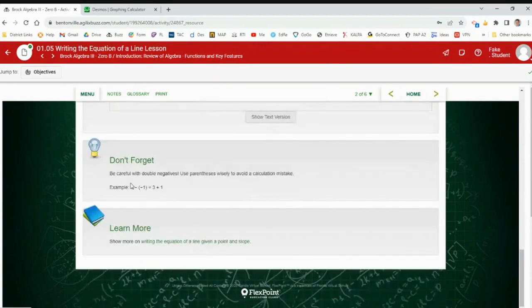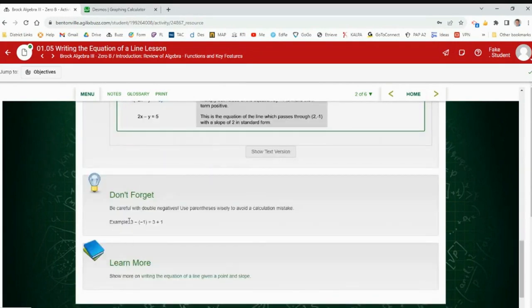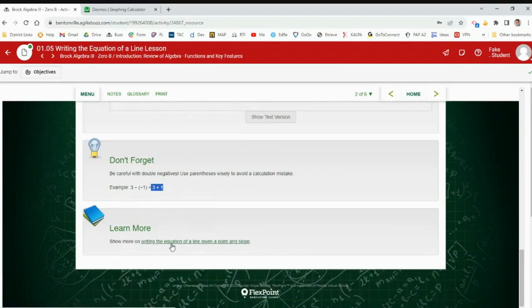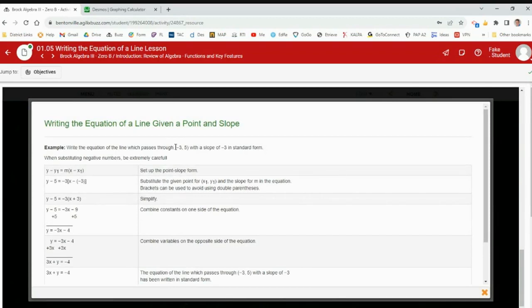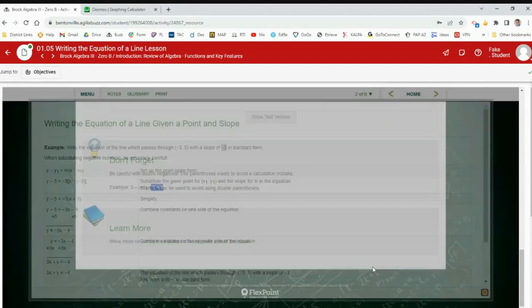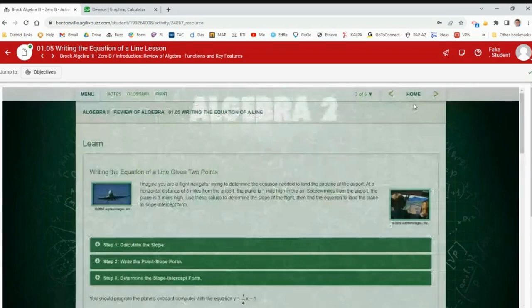All right, don't forget with the double negatives. Here we put that -1 in parentheses because 3 minus -1 is 3 plus 1, right? So use parentheses when you deal with a negative number with your subtraction so you don't mess it up. Here's another, if you need more on writing the equation of a line with the point and slope. They give you the point -3, 5 with a slope of -3. And they'll walk you through another example if you need one. So we won't take class time for that because it's right there for you.